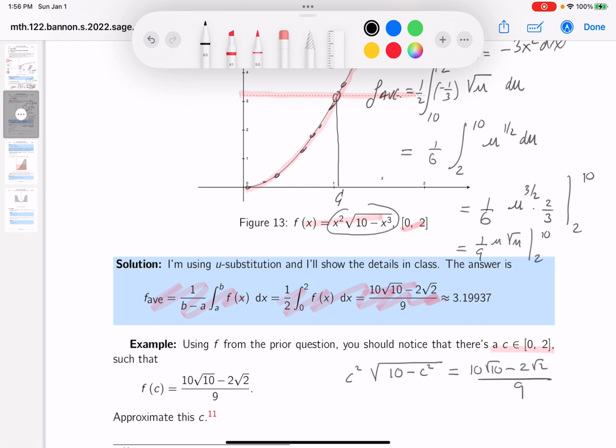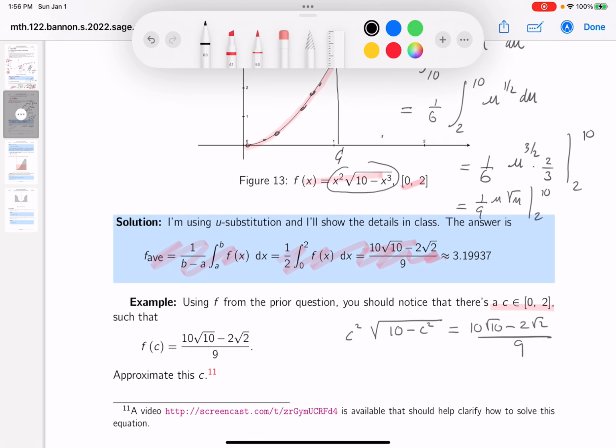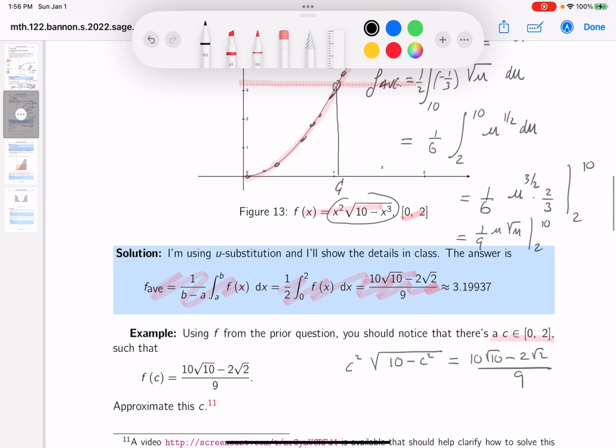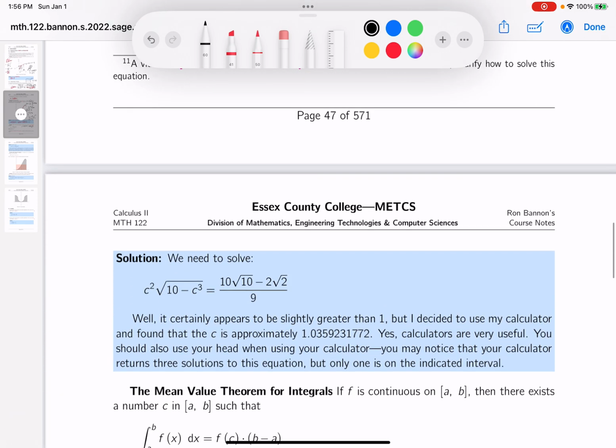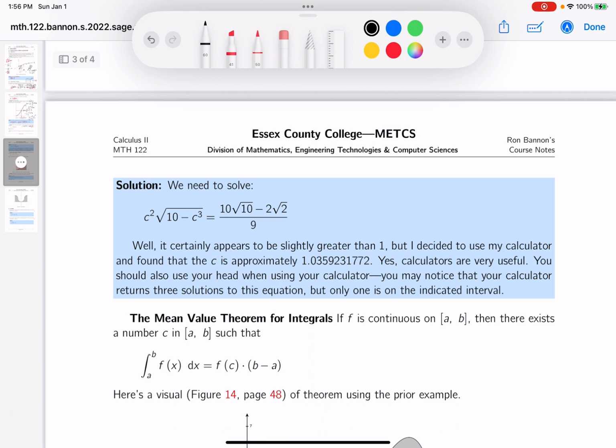All right? So someone says, how would you solve that? Well, they want us to approximate it. Now looking at the picture, I'm going to say 1 point something. Let's go over here, though. I want to point out it's not easy to solve. But this is what we're trying to do. We're trying to solve this over here, just what I wrote down before. I hope you realize by looking at the picture that it's slightly greater than 1.